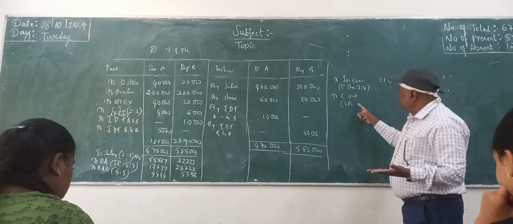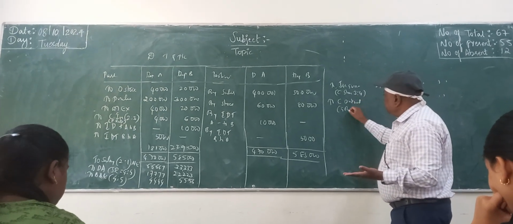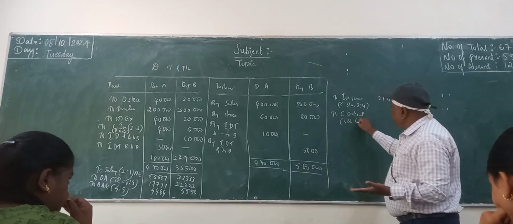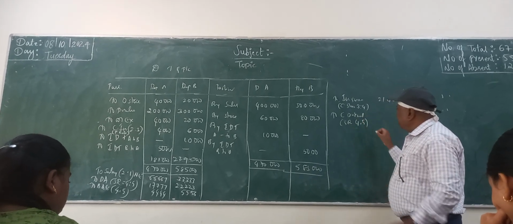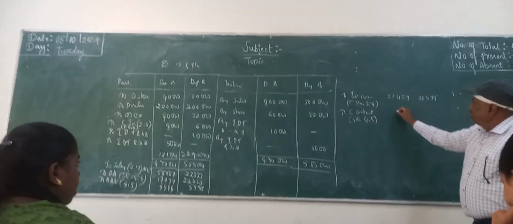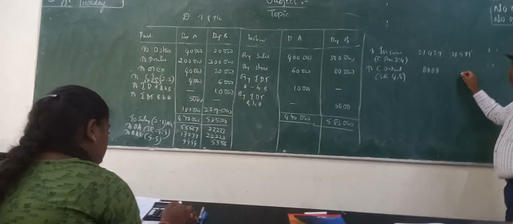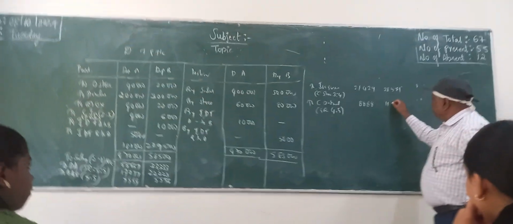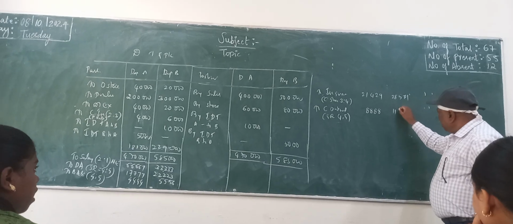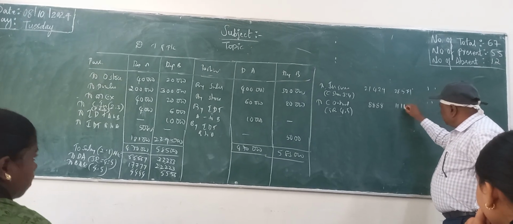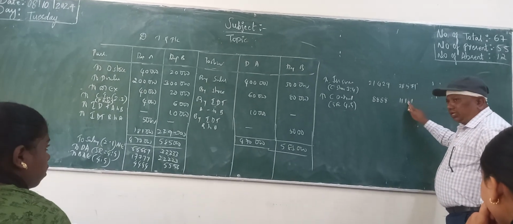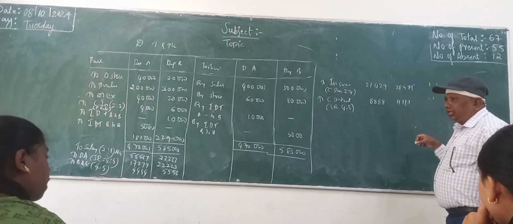So carriage outward now. What sales ratio do we have? 4:5, right? 4/9 into the total amount. 8,888. 88, 5. 11,000. 11,000, 1 triple one, correct, right? Next what?